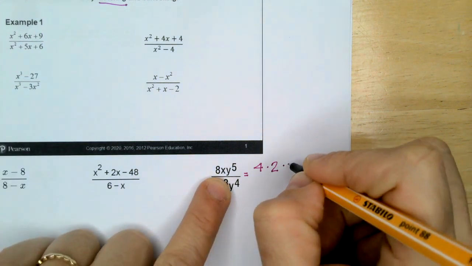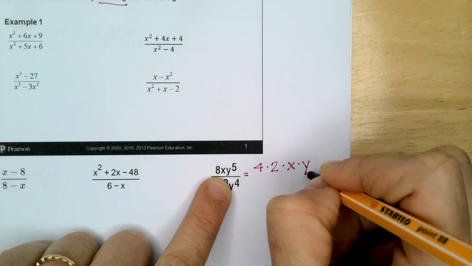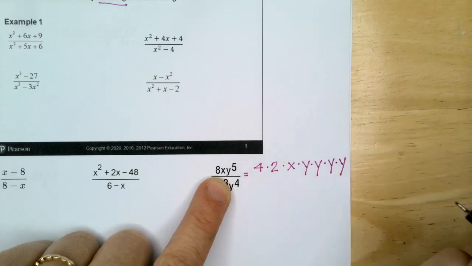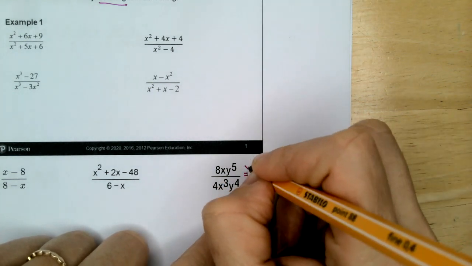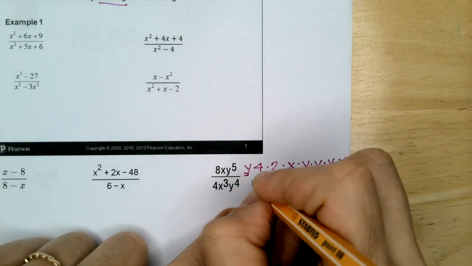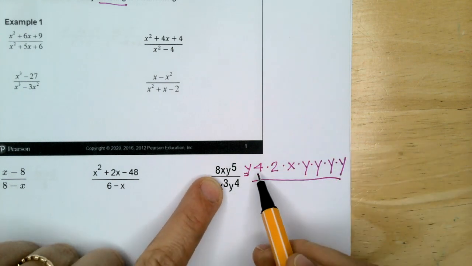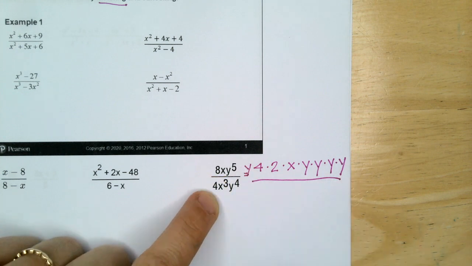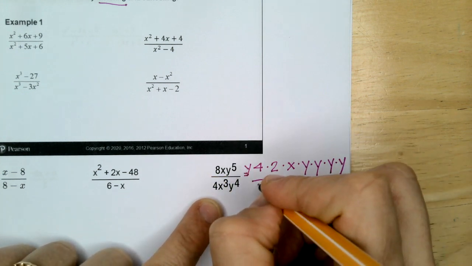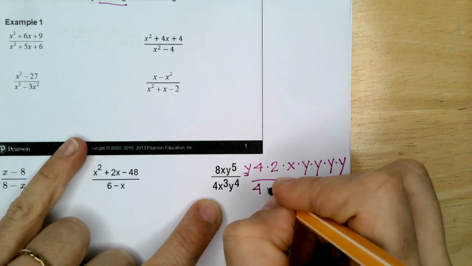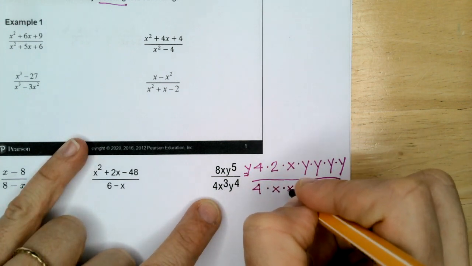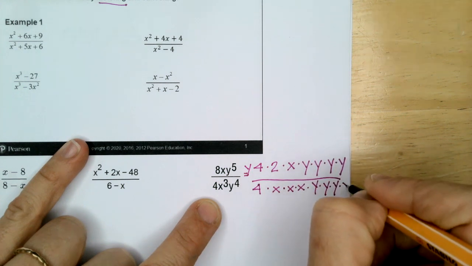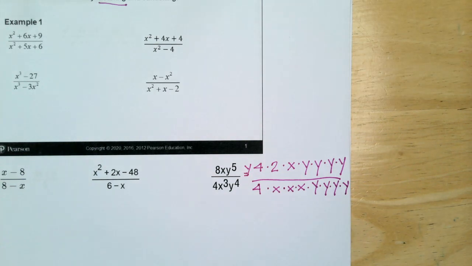So 8 becomes 4 times 2, x remains x, and then y to the 5th becomes y times itself 5 times. Put one of them up here. Do we agree? 8 is 4 times 2, x is x, y to the 5th is 5 y's. 4 is going to remain 4 because that's the most convenient to me. X to the 3rd is 3 x's. And then y to the 4th is 4 y's. 1, 2, 3, 4. Good? That's what we mean by factoring something.